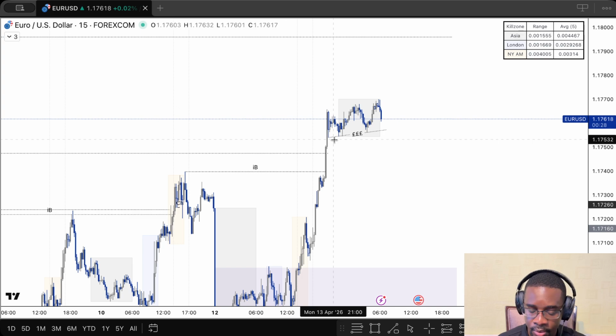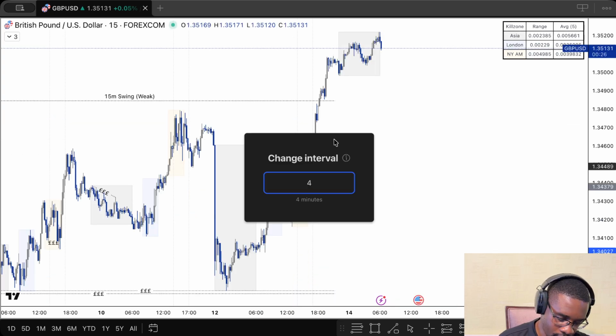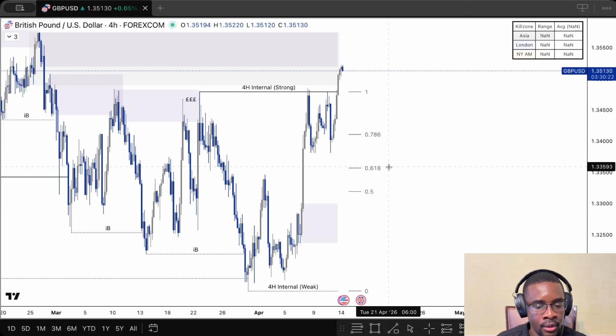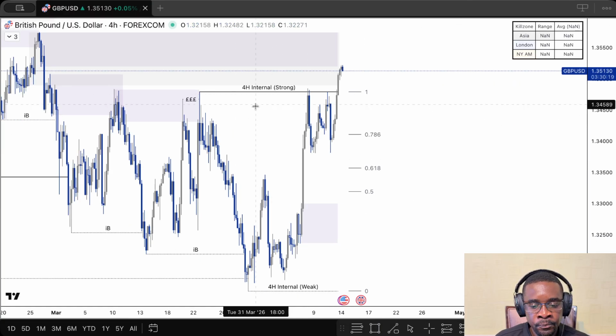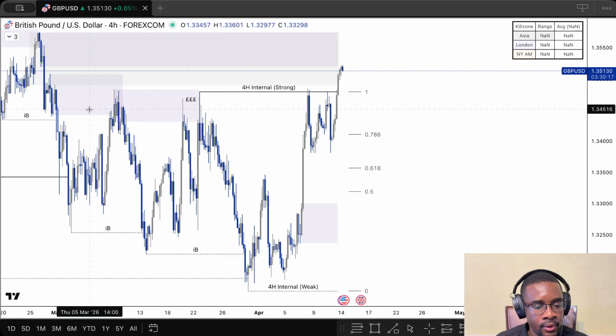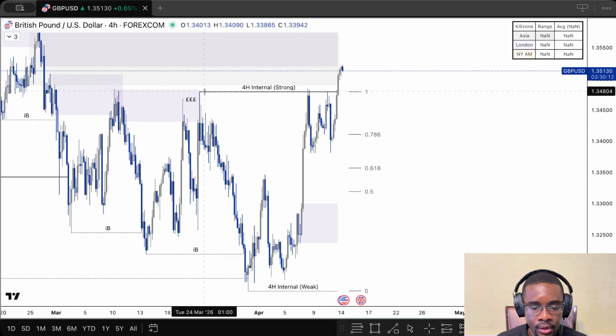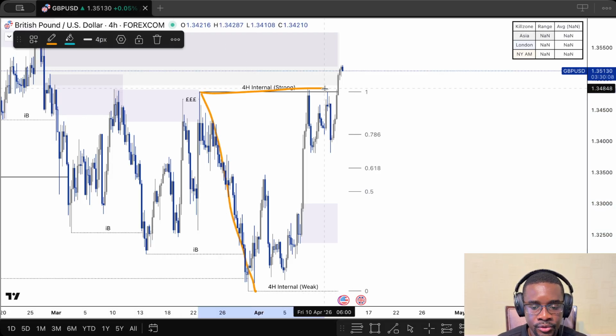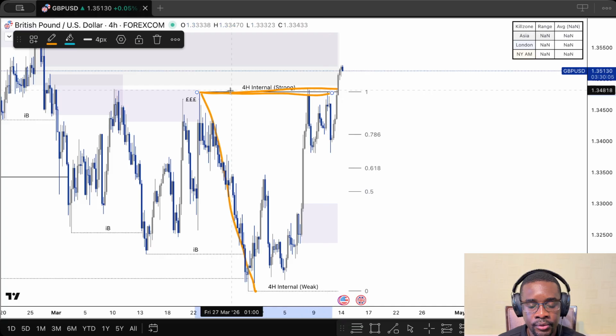So let's look at the pound, looking at the 4H. Alright, so looking at the 4H, this is our internal. This was a strong internal. We had relative equal highs that finally got taken. We broke structure here.